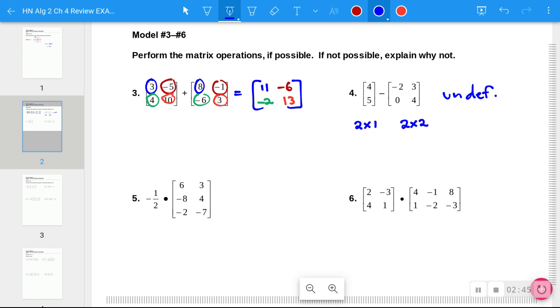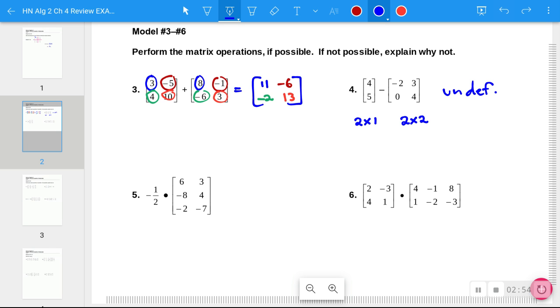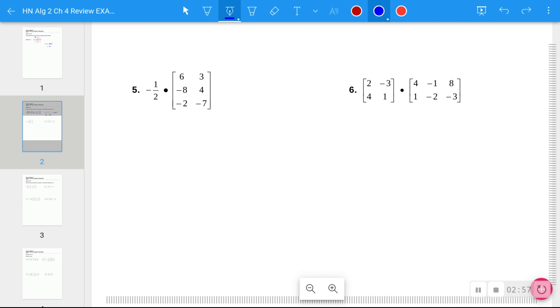Okay, on number 5, you have a scalar, just a plain old number, and you're multiplying it by a matrix. And this feels like a distributive property. We're actually just going to multiply all of these numbers by -1/2. So I don't think I did a good job with that, so let me try again here. -1/2 times 6 would be -3. -1/2 times 3 is -3/2. -1/2 times -8 is 4. -1/2 times 4 is -2. -1/2 times -2 would be +1. And the last one is going to give 7/2.